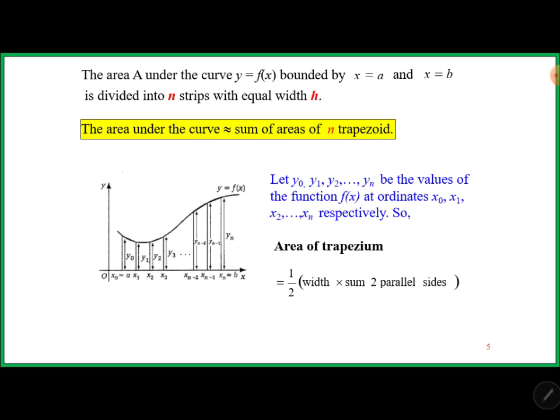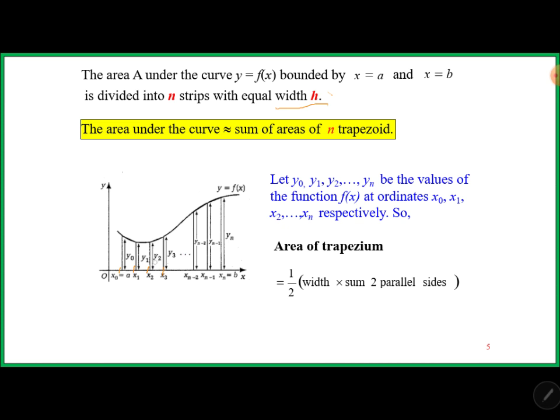The area A under the curve y equal to f(x), bounded by x equal to a and x equal to b, is divided into n strips with equal width. So we are dividing this area into a number of strips, and each strip must have equal width. The distance between x0 and x1 should be the same as the distance between x1 and x2, which is the same as x2 and x3, and so on up to xn. Our x0 is a, the lower limit, and xn will be b, the upper limit.